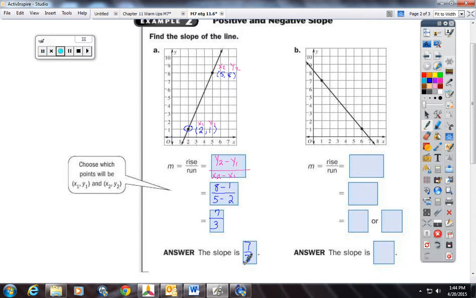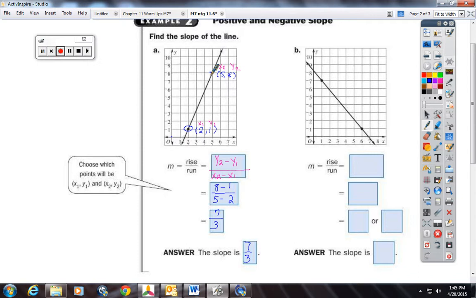A shortcut to doing that is count how many times you rise. 1, 2, 3, 4, 5, 6, 7. How many times did you run? 1, 2, 3. So you can always check it doing that.